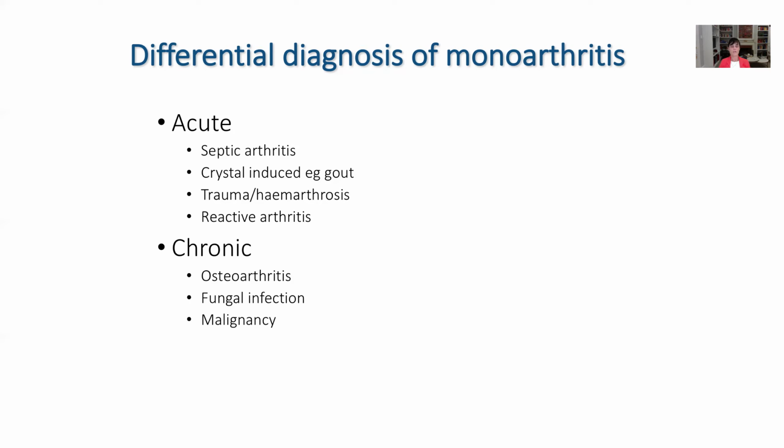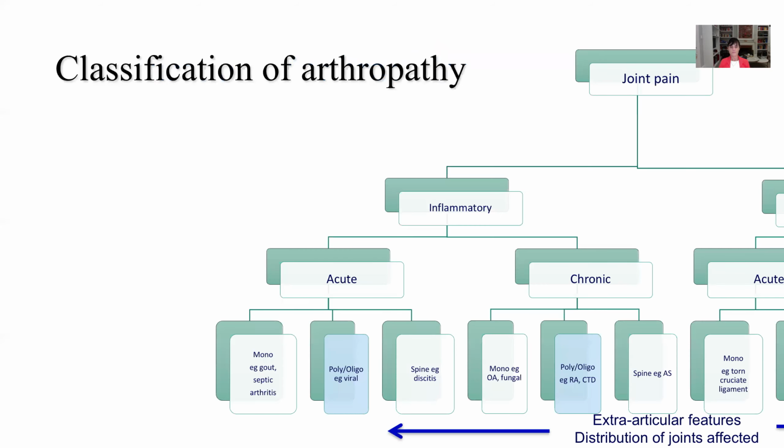haemophilia may cause an acute monoarthritis, and occasionally reactive arthritis, particularly due to a sexually transmitted infection such as chlamydia, may present with an acute monoarthritis. Chronic causes of monoarthritis include osteoarthritis, opportunistic infections such as fungal infections, and malignancy. Turning now to polyarthritis, which can overlap a little bit with oligoarthritis.